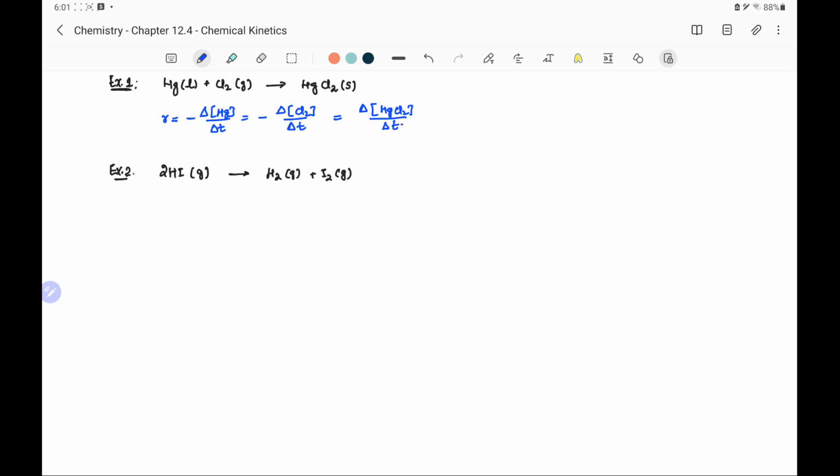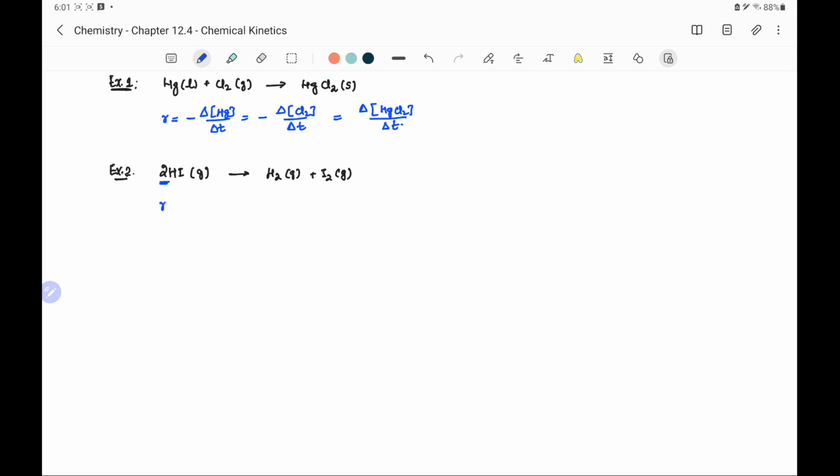The second example is HI gives H2 and I2 on dissociation. Here the point to be noted is that the stoichiometric coefficient of HI is not unity, it is 2. For the reactant or product having a stoichiometric coefficient not equal to 1, the rate of appearance or disappearance of the reactant or product will be the change in concentration divided by the stoichiometric coefficient.